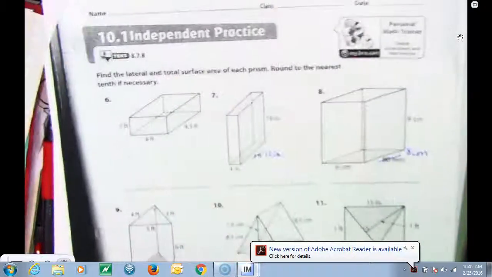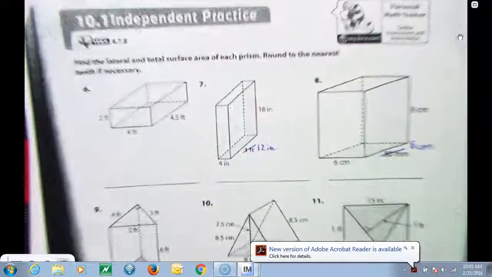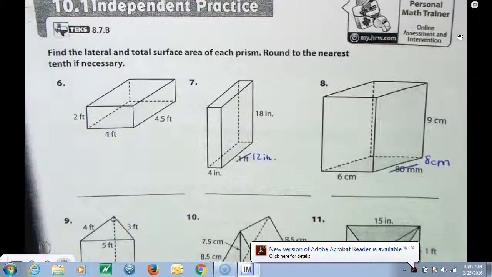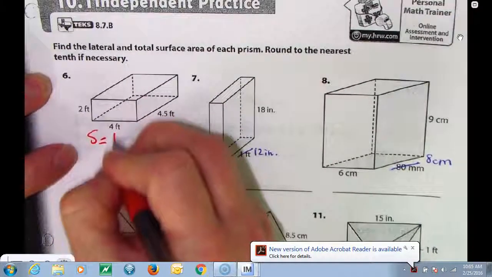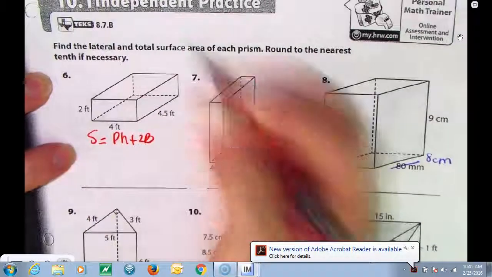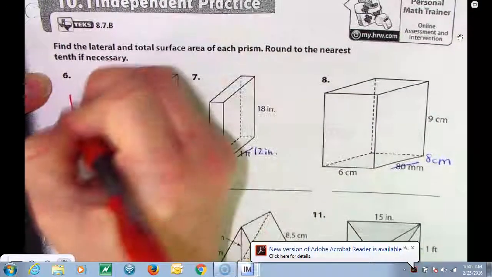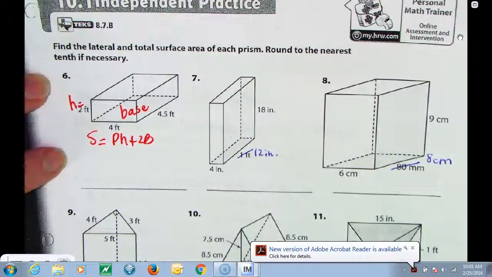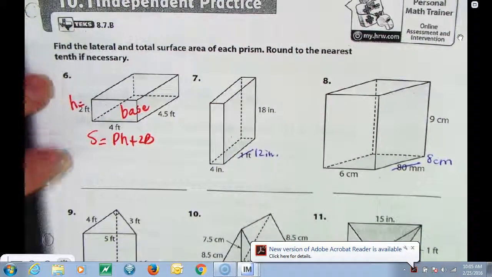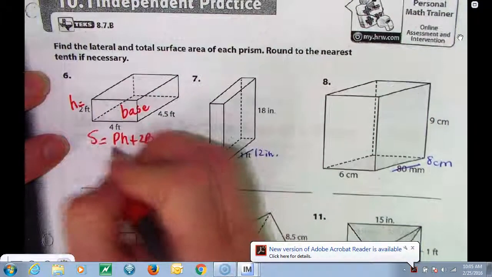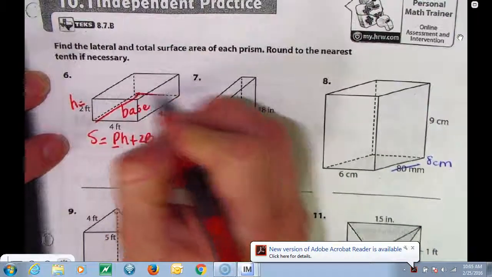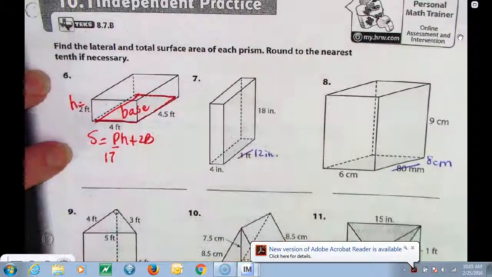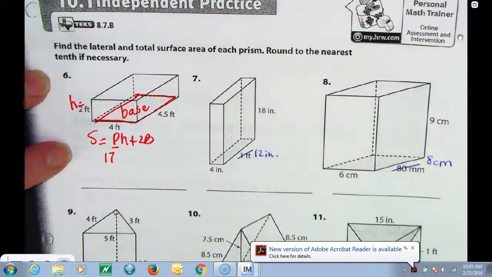Okay, everybody look at number 6. Let's go back to yesterday's. I hope we don't get confused doing this. Okay, so Ph plus 2B. This is the base. 2 is the height. This should just be checking. You should have 6 done. So what is the perimeter of this rectangle? 17. Does everybody see how they got 17?